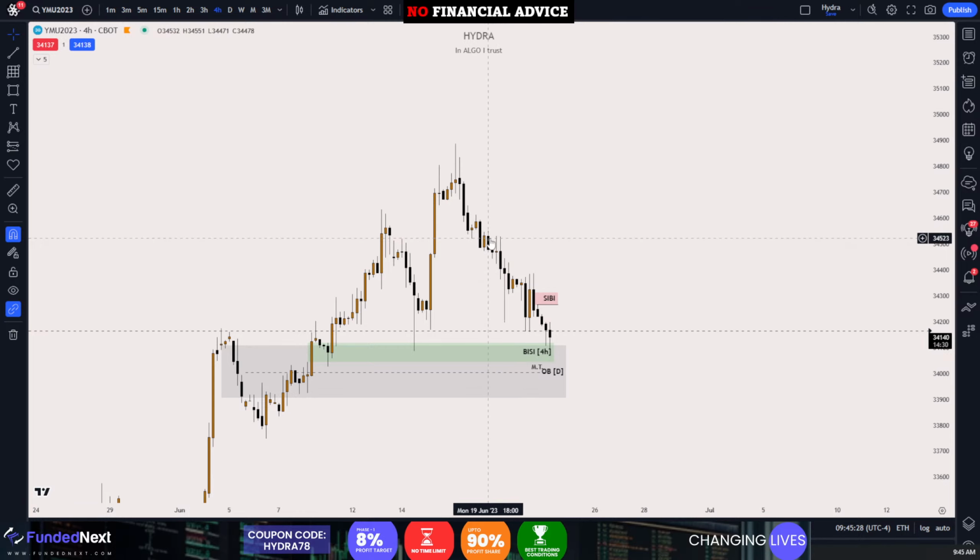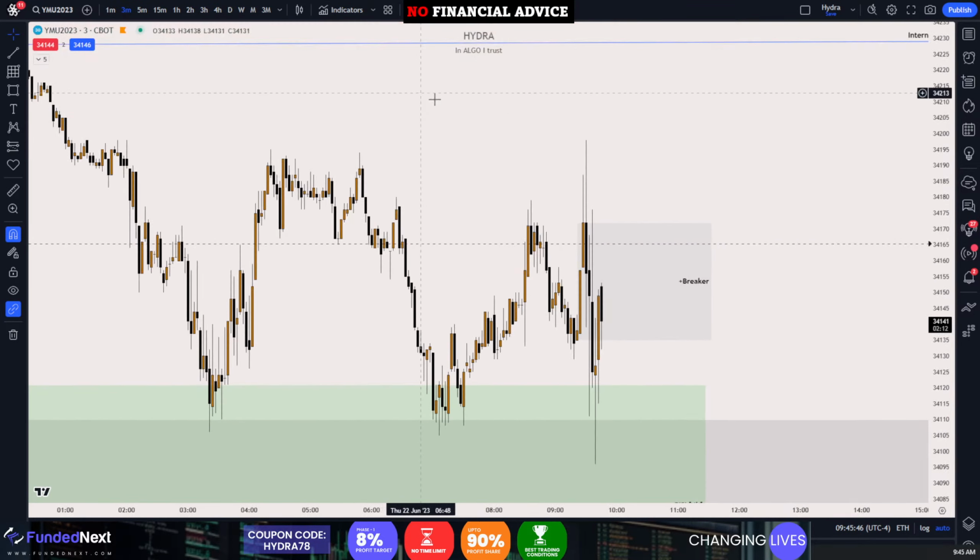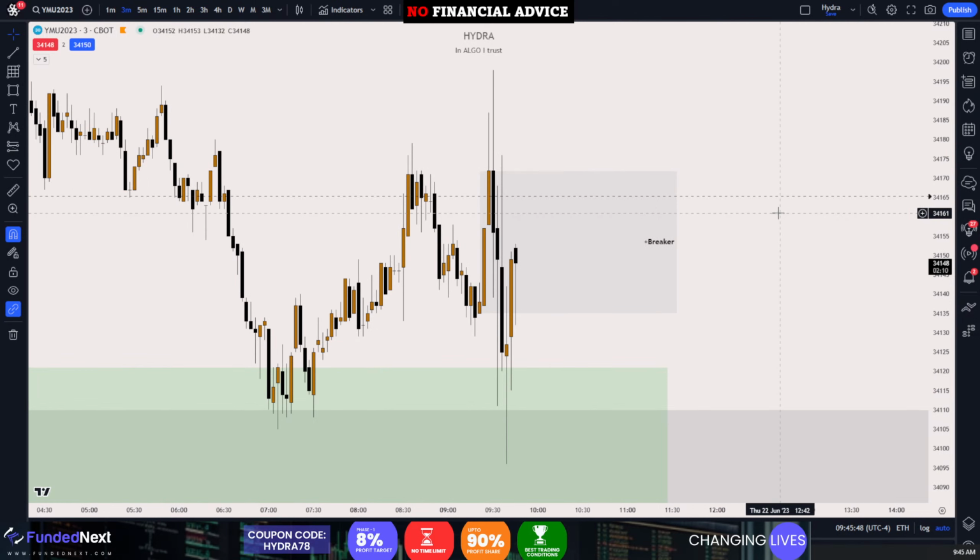Up above here, a lot of relative equal highs, folks. I'm not bearish, okay, completely. If price is delivering against me, it's okay, but I'm not bearish because of the relative equal highs that price has right here. So I'll come back to Dow once price goes above this breaker block here.